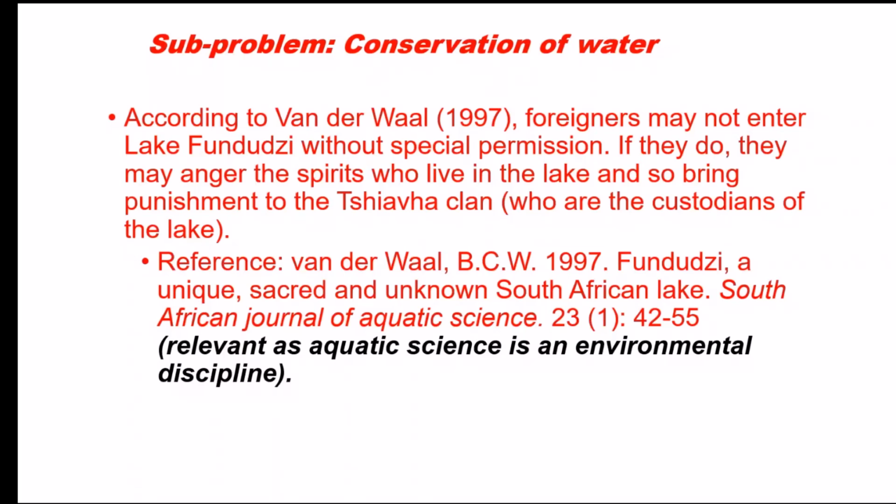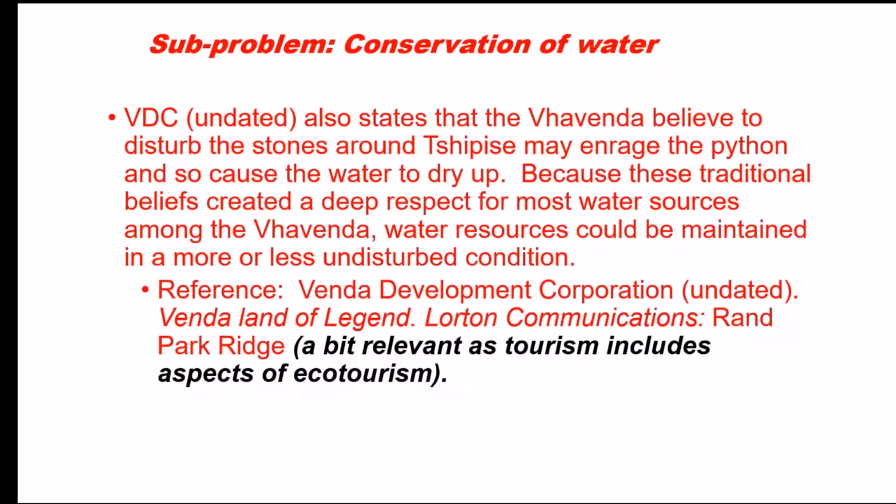He's one of the authors who wrote on the topic which was relevant, and it was not a very old source by then. And the other one is VDC, undated, which also states that the Bavenda believed that to disturb the stones around Chipise may enrage the python and so cause the water to dry up. Because these traditional beliefs created a deep respect for most water resources among the Bavenda, water resources could be maintained in a more or less undisturbed condition.